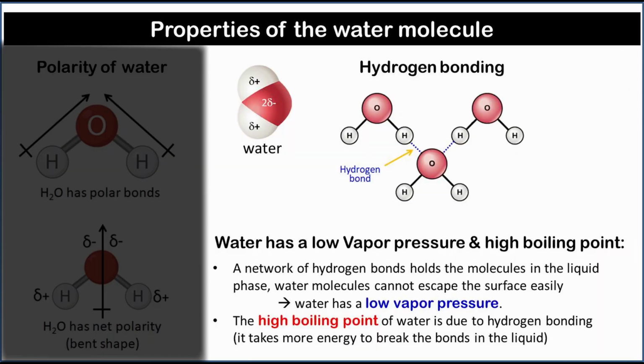Polar molecules usually attract one another. In water, this attraction results in hydrogen bonding. Many properties of water result from hydrogen bonding. Water has a high surface tension, low vapor pressure, and high boiling point.